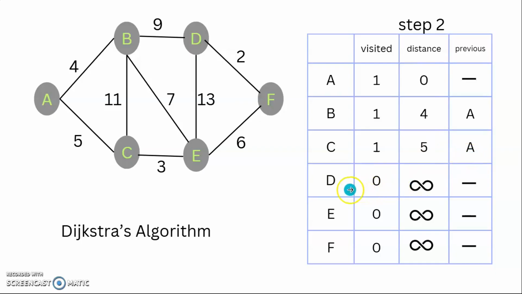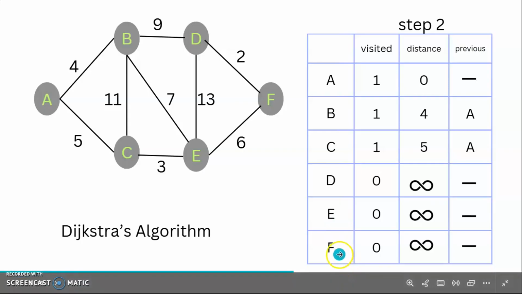For example, in the case of D, we have to see whether there is any path with a single edge from A to D. It is not there, so you keep it as infinity. Like that for E also, there is no path with a single edge from A to E, so again you keep it as infinity. For F also the same case, there is no single edge from A to F, so you keep it as infinity. So this is the first entry you are making in the table.